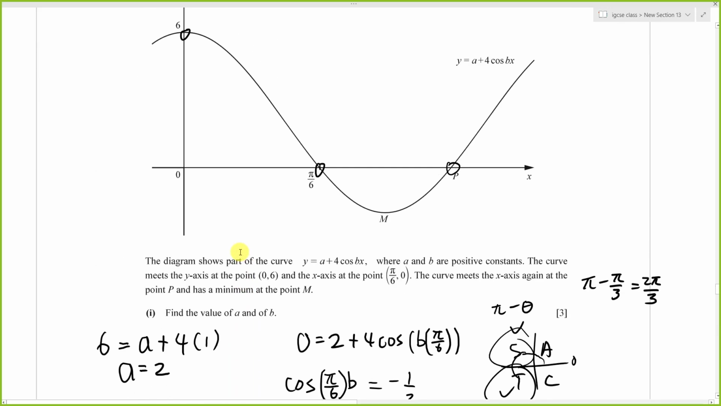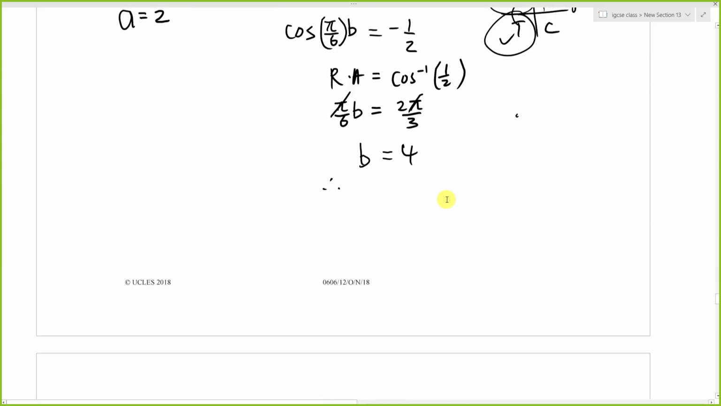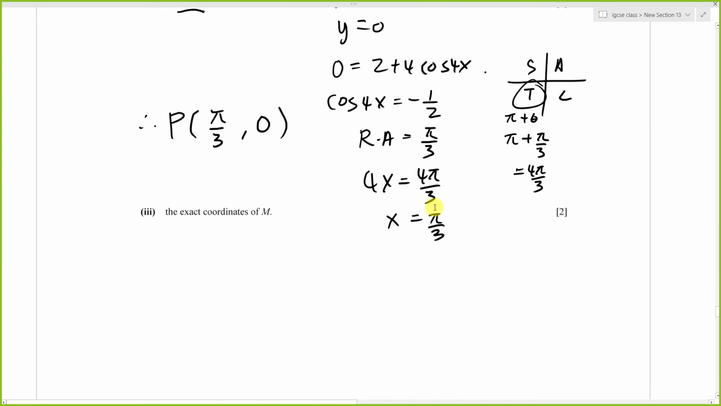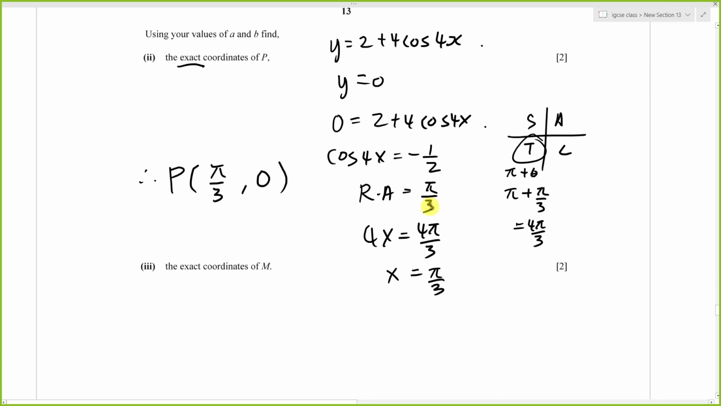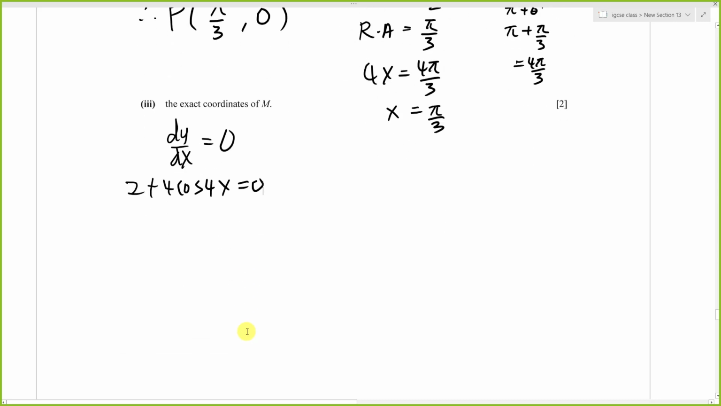Okay, and then I want to make sure pi over 3 is the coordinate after pi over 6. Yeah, it makes sense. Then you get is pi over 3. So I want to make sure on the number line, the pi over 3 is larger than pi over 6. Okay, then find the exact coordinate of M. M is a minimum point, so we can do the dy dx equals 0. So I will get 2 plus 4 cos 4x equals to 0. And then I will solve this one also. So I will get negative 2 over 4, negative 1 over 2 cos 4x.